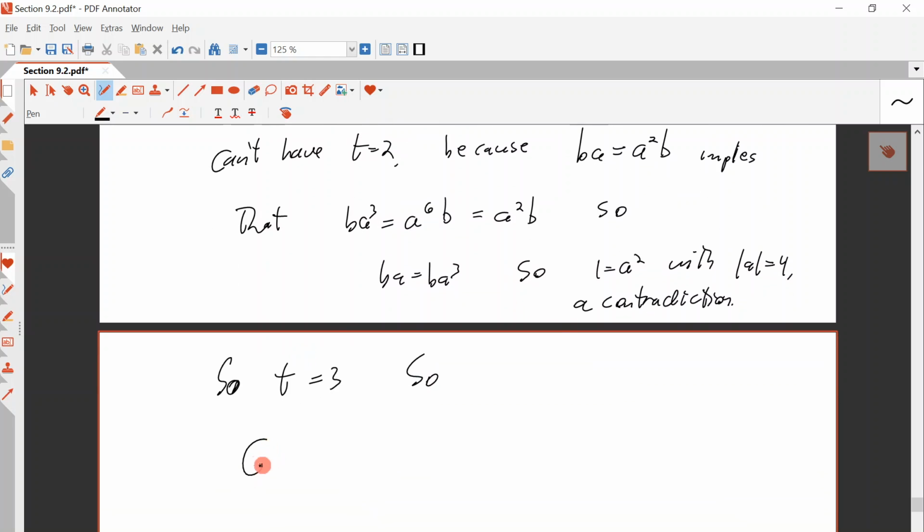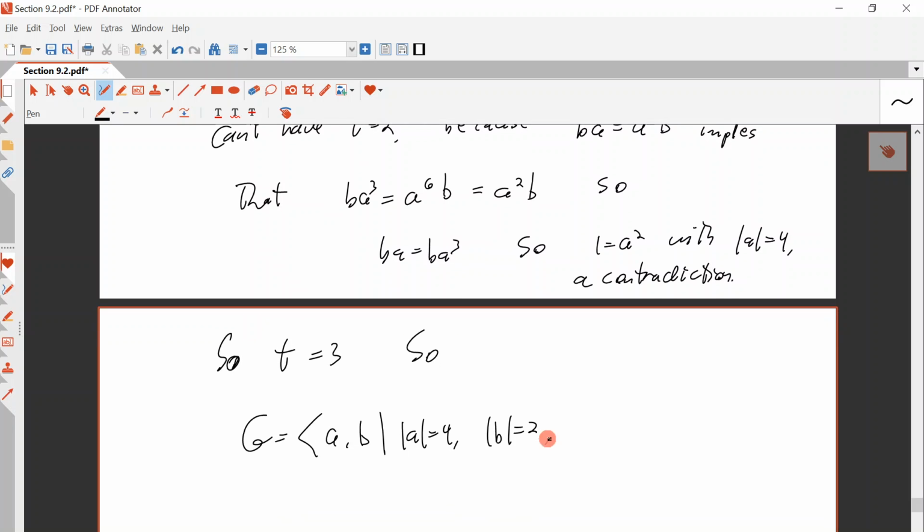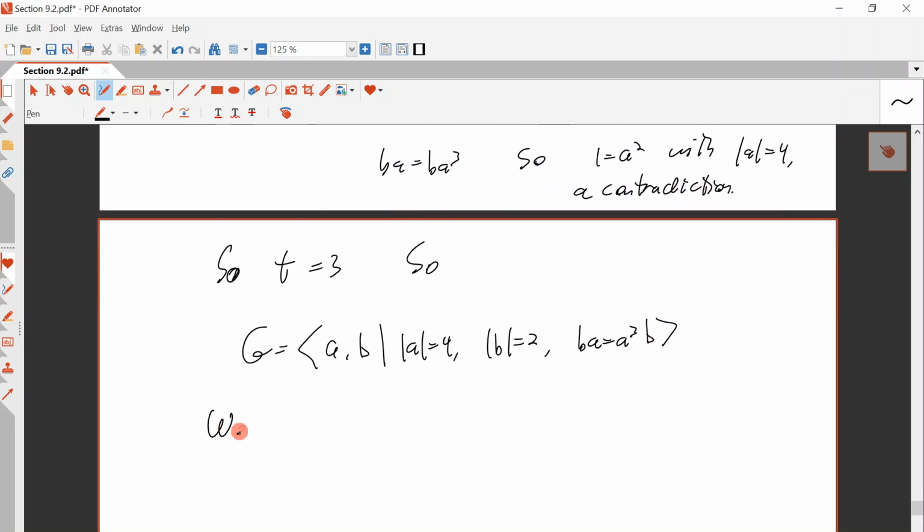So G is equal to the group generated by A and B, where the order of A is 4, the order of B is 2. There was nothing in there of order 4. And then BA is A to the third B. But we know this to be D8. Okay, so that's it. So that's all groups of order 8.